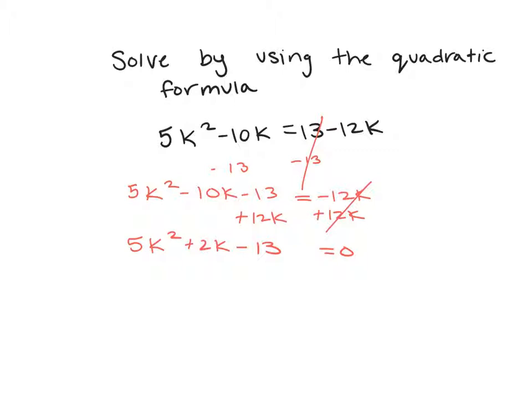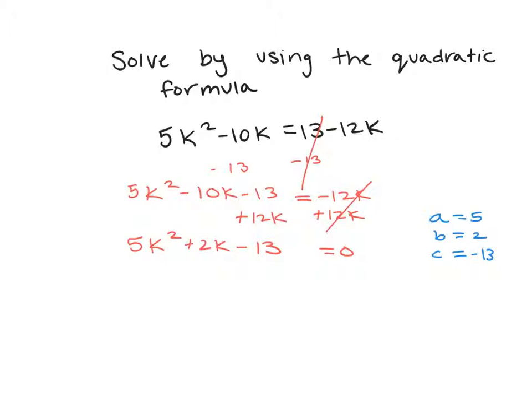And so the next thing I'm going to do is identify my A, my B, and my C. It doesn't matter what order each of these terms are in. The A is always going to be the coefficient on the x squared. The B is always going to be the coefficient on the x. And the C is always going to be the number that is a constant by itself. So I'm going to identify that my A is 5, my B is 2, and my C is negative 13. That way I can substitute into the quadratic formula, which we have to know.